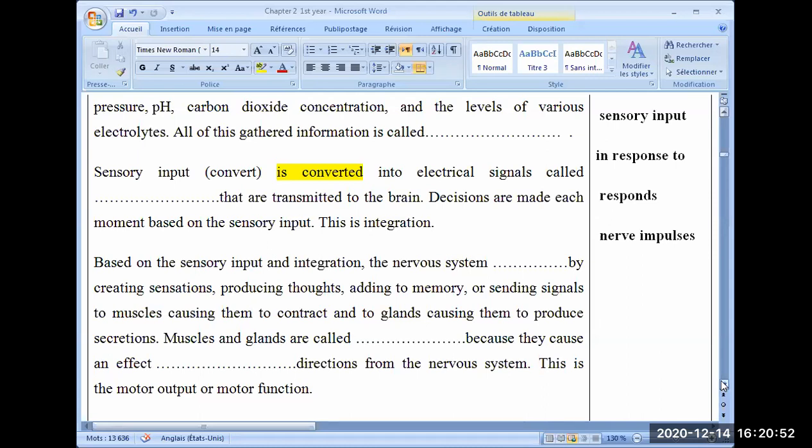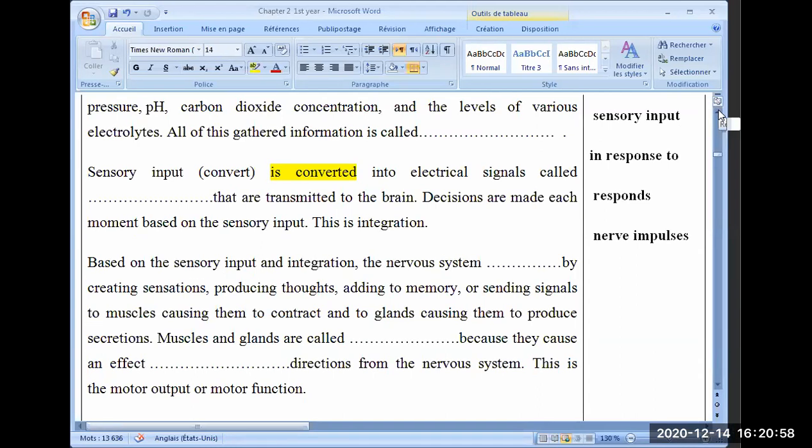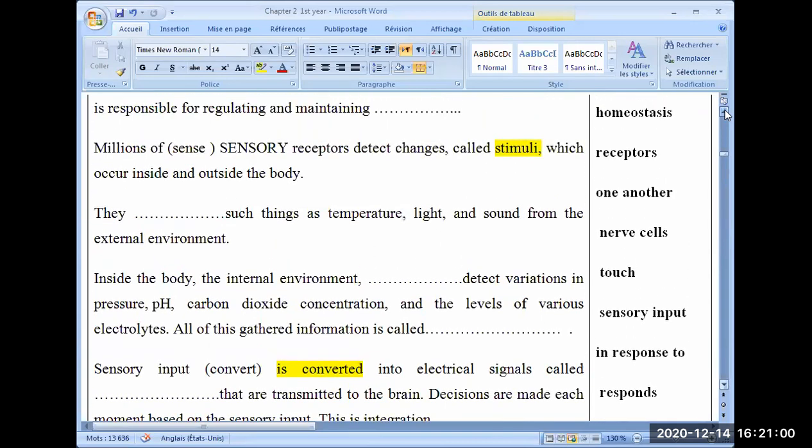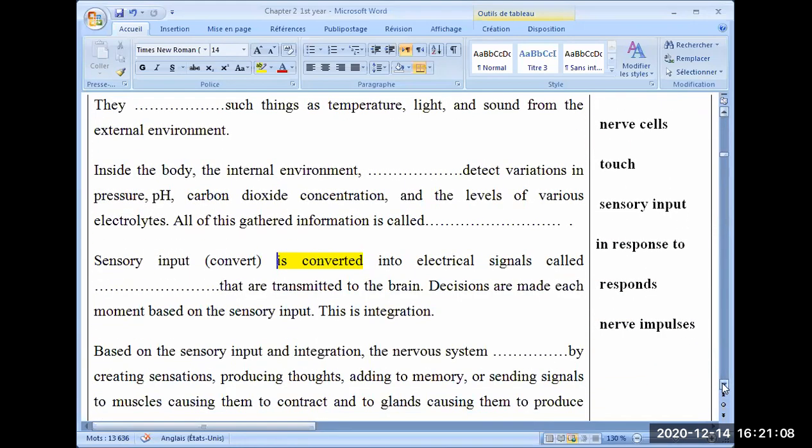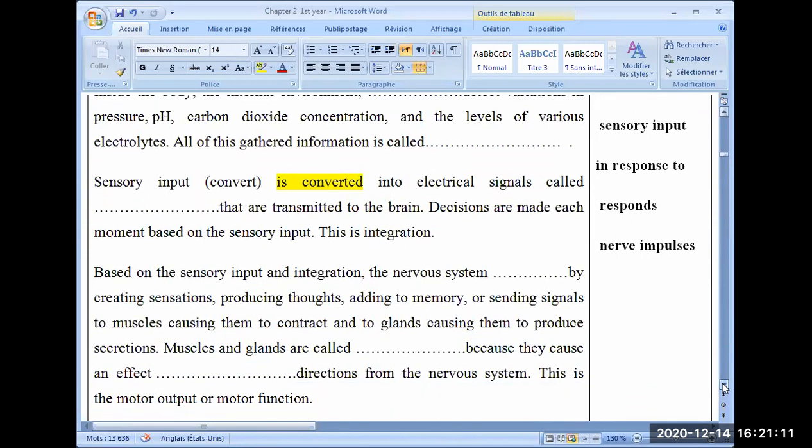Muscles and glands are called effectors. Nice. Why are they called effectors? Because they cause an effect in response to directions from the nervous system. Yeah, in response to orders. This is the motor output or motor function. Good.